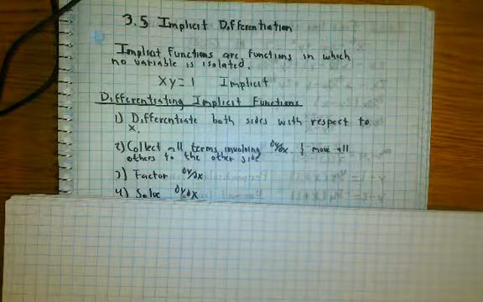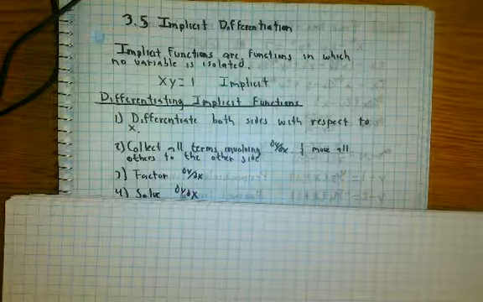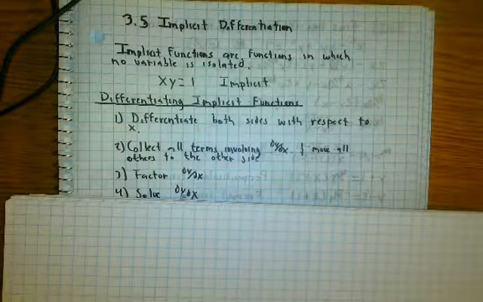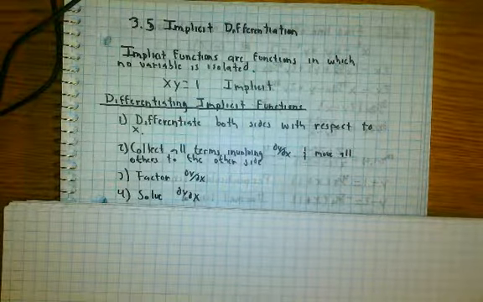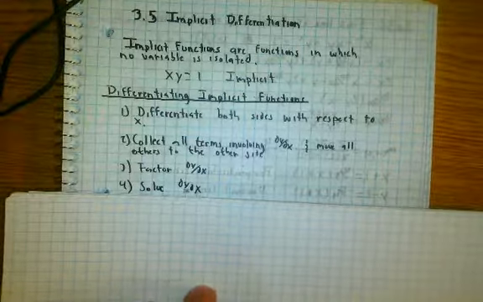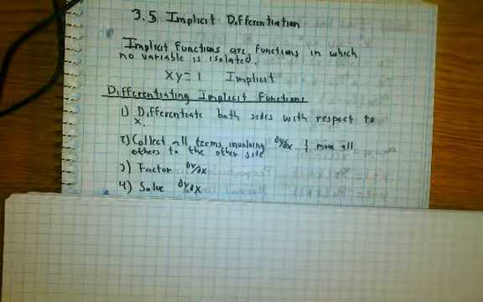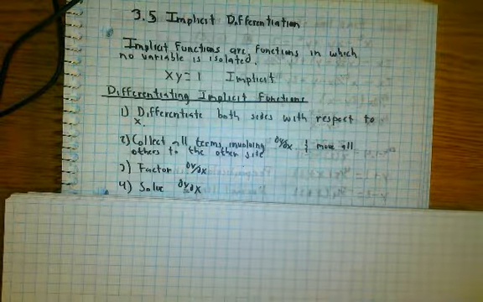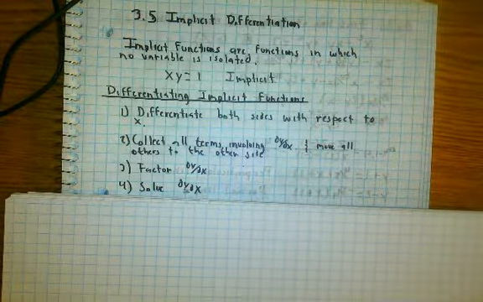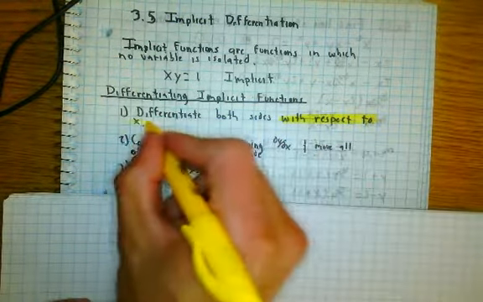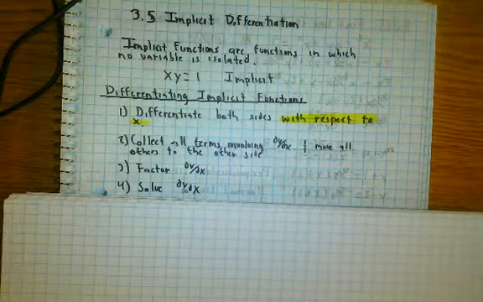Question, could you isolate the variable? Yeah, you could, and that would be an explicit function. But I'm going to show you what would happen if you're not able to do so today. Here are the steps you need to do in order to solve implicit functions and differentiate them. The first thing you've got to do is differentiate both sides with respect to x, and that's very important. If you don't know what that means, I will explain that in just a minute when we do an example. So, with respect to x.